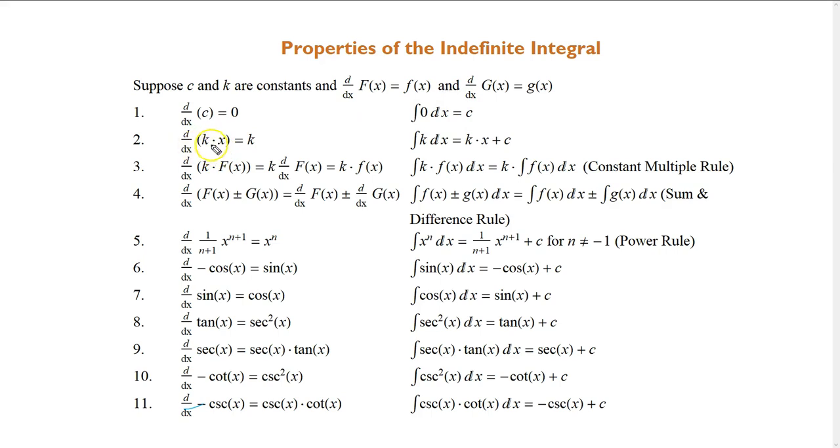Similarly, the derivative of k times x, where k is some constant, is just k. Remember, you can move this k out in front of the derivative, and then you get k times the derivative of x, which is just 1. So you get k. So because of that, we then have that the indefinite integral of k is k times x plus c. Because if you differentiate this, you recover k. And that's because of this rule right here.